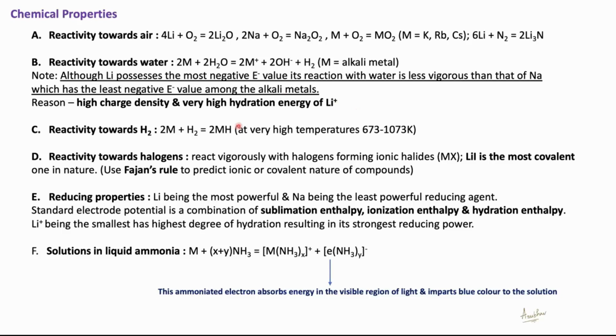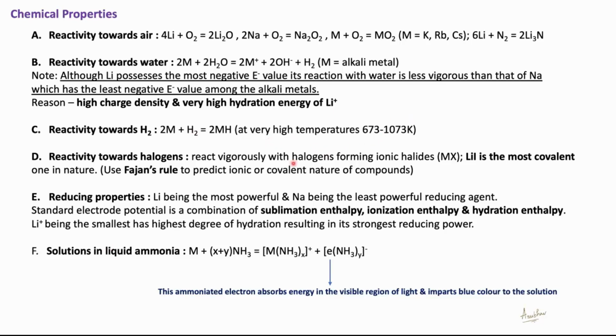Reactivity towards molecular dihydrogen. All the alkali metals, at some different temperatures, react with molecular dihydrogen to produce the corresponding metal hydride. So 2M plus H2 will produce 2MH. At very high temperatures also the reaction proceeds, 673 to 1073 Kelvin.